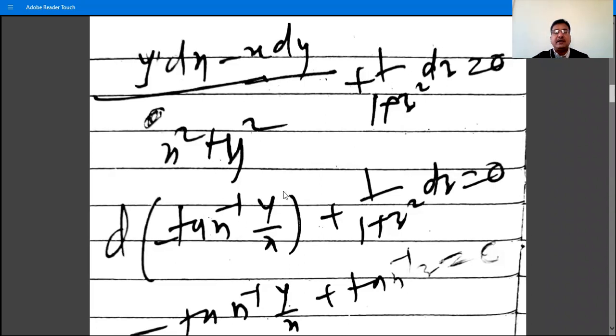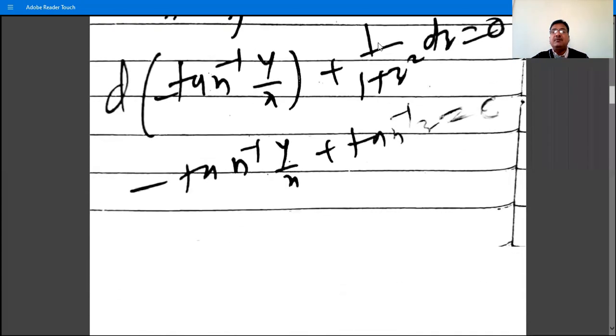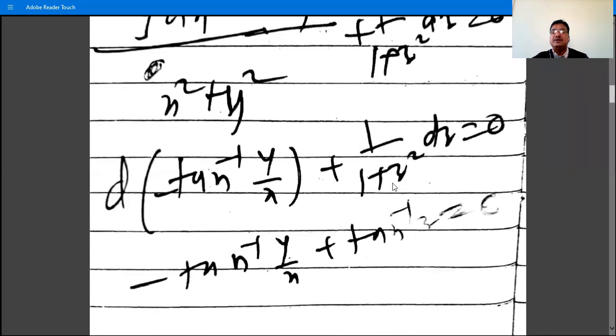If we find the derivative of tan inverse y by x, then it is x dy minus y dx over x square plus y square. So the negative sign is there, so the derivative of minus tan inverse y by x is this term, and the derivative of tan inverse z is 1 by 1 plus z square. So after integration, derivative and integration cancel each other, therefore we have minus tan inverse y by x.